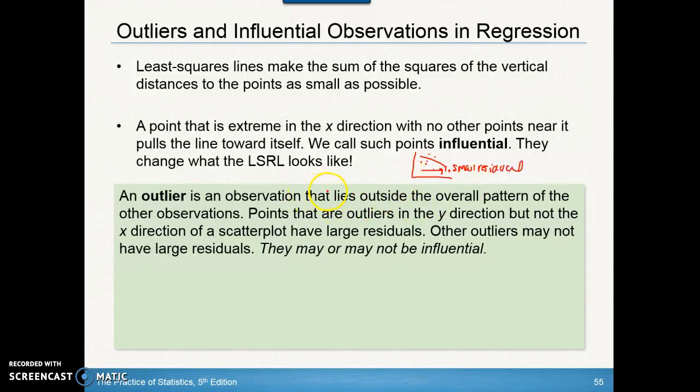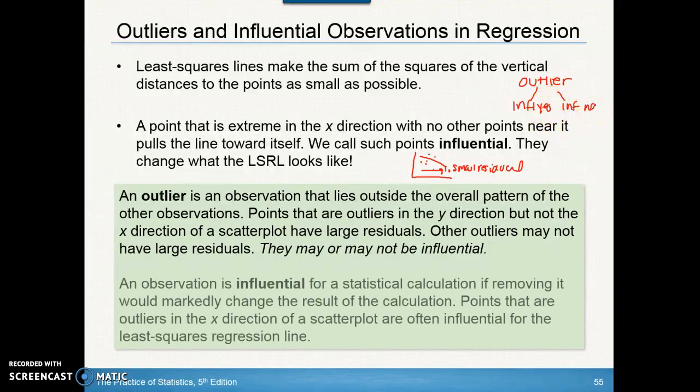An outlier is an observation that's outside the overall pattern of the data. Points that are outliers in the y direction, so they're high residuals, but not the x direction, are going to have large residuals. The outliers may or may not be influential. So first, you're deciding, is it an outlier? You're going to say, yes, I have an outlier. Then you decide, is it influential? Yes, or no. Influential yes means it changes the slope and the y-intercept. Influential no means it's not changing anything.